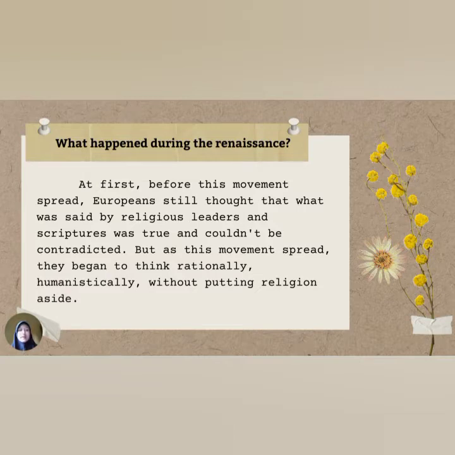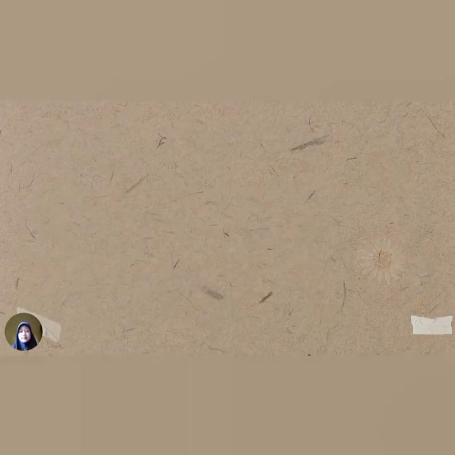What happened during the Renaissance? At first, before this movement spread, Europeans still thought that what was said by religious leaders and scriptures was true and couldn't be contradicted. But as this movement spread, they began to think rationally, humanistically, without putting religion aside.